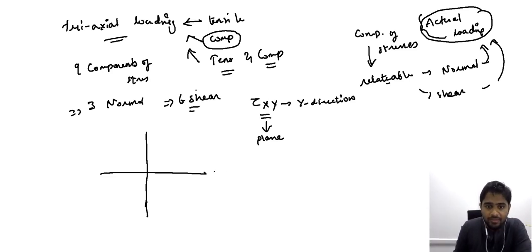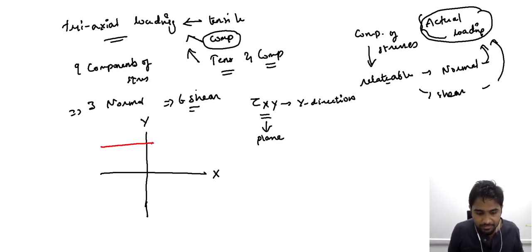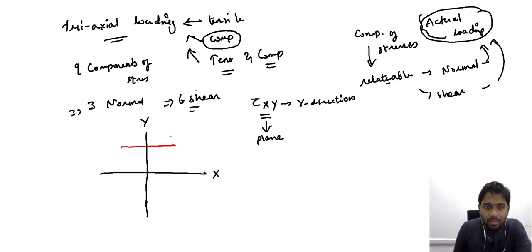Now, if we assume this axis to be x and this axis to be y, we have seen that the way we designate a plane, particularly while discussing the components of stresses, is that we designate a plane to a specific axis if it cuts that specific axis. If you consider a plane such as this, let me draw a simpler one, and this plane cuts the y-axis, then this would be referred to as the y-plane.